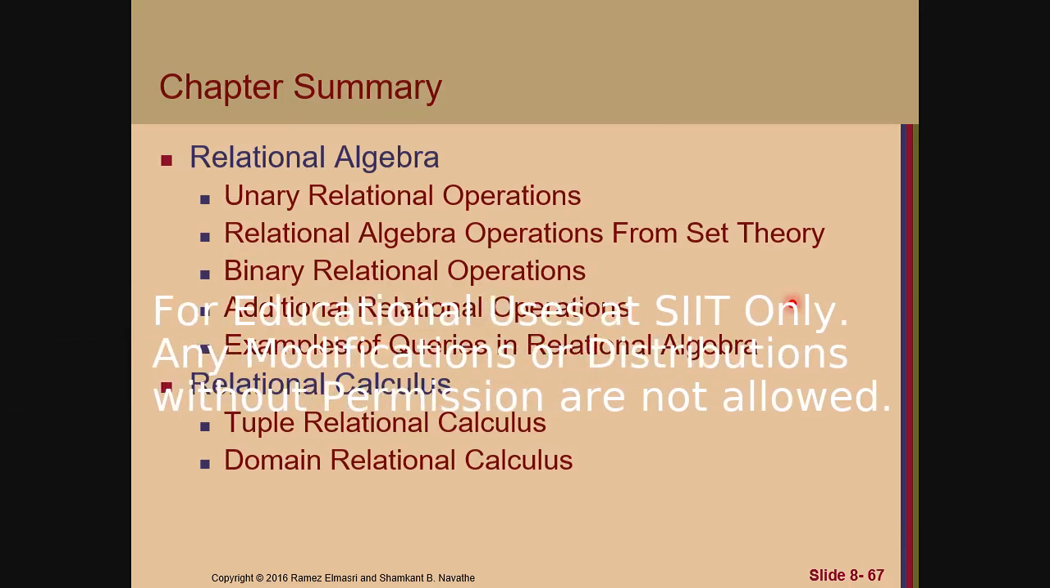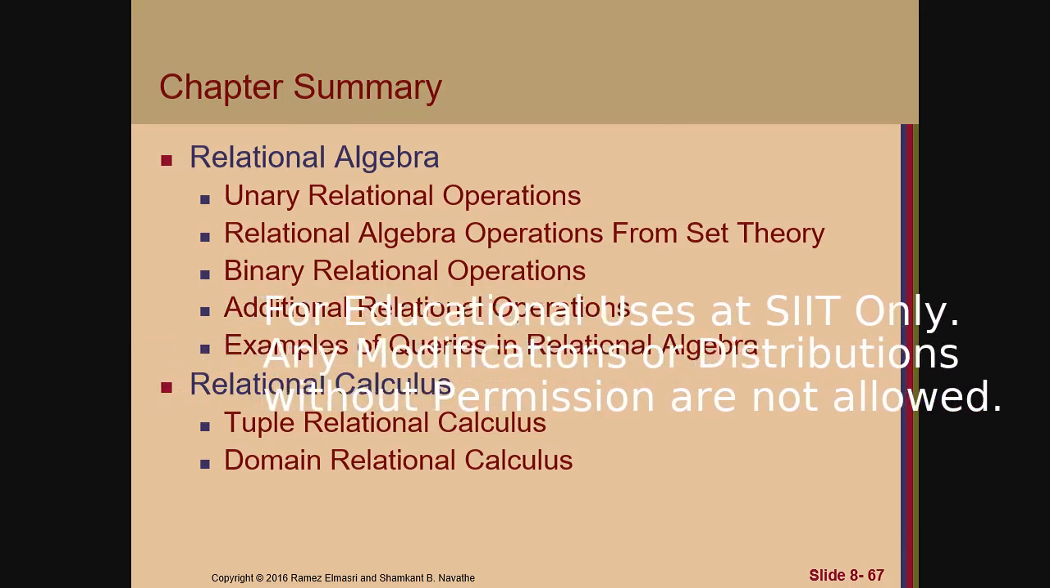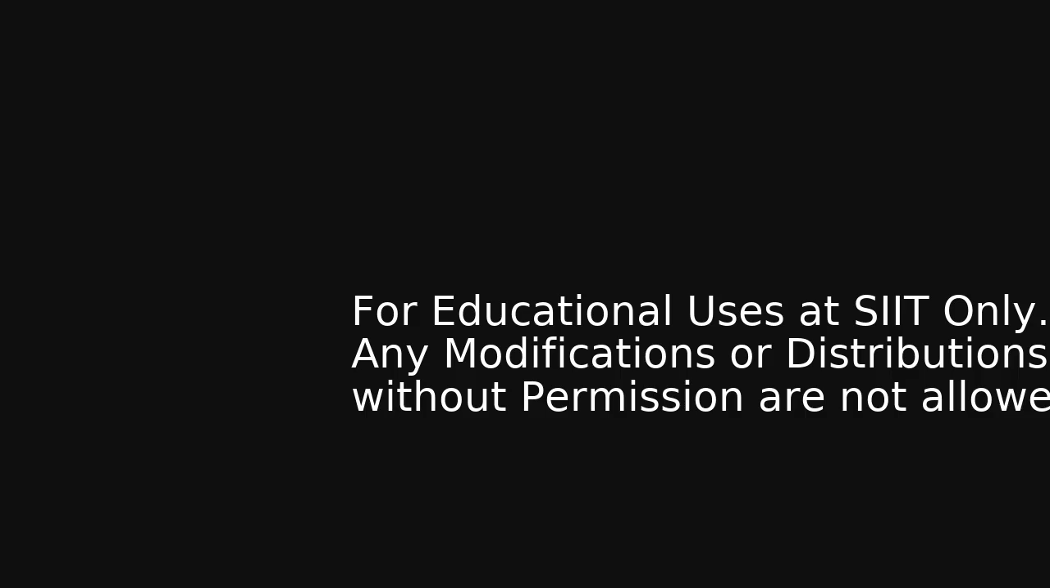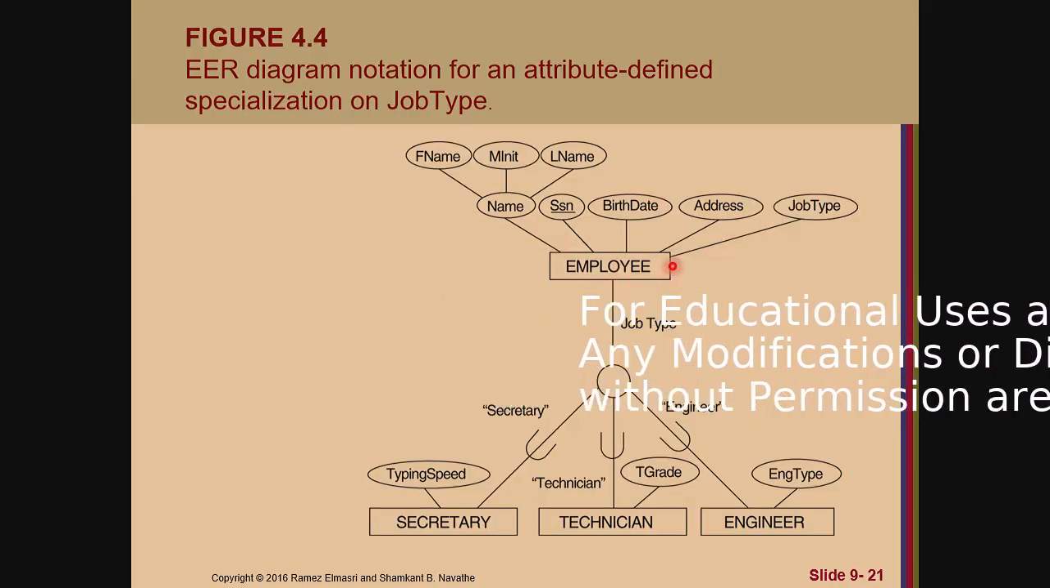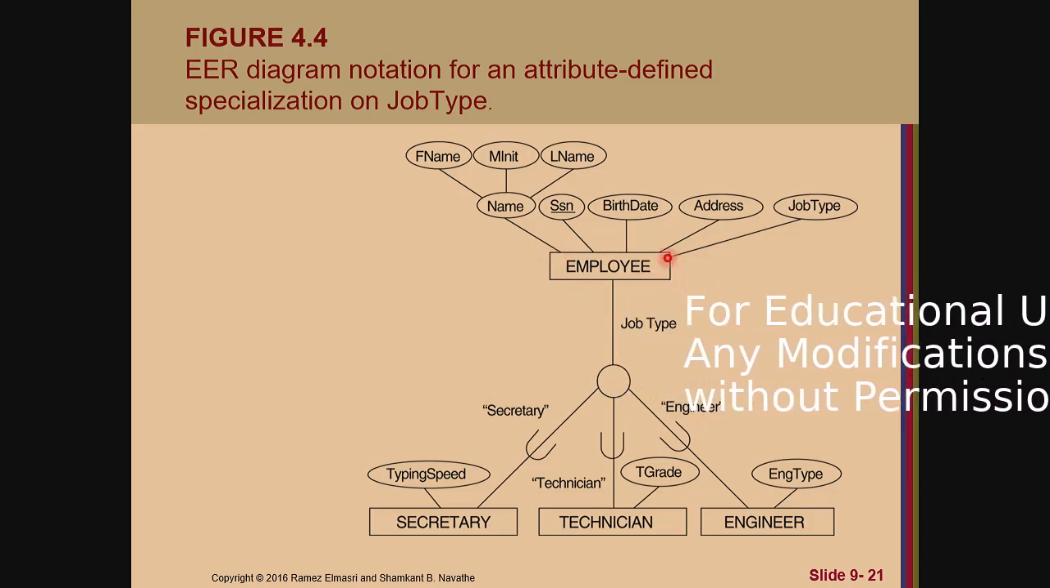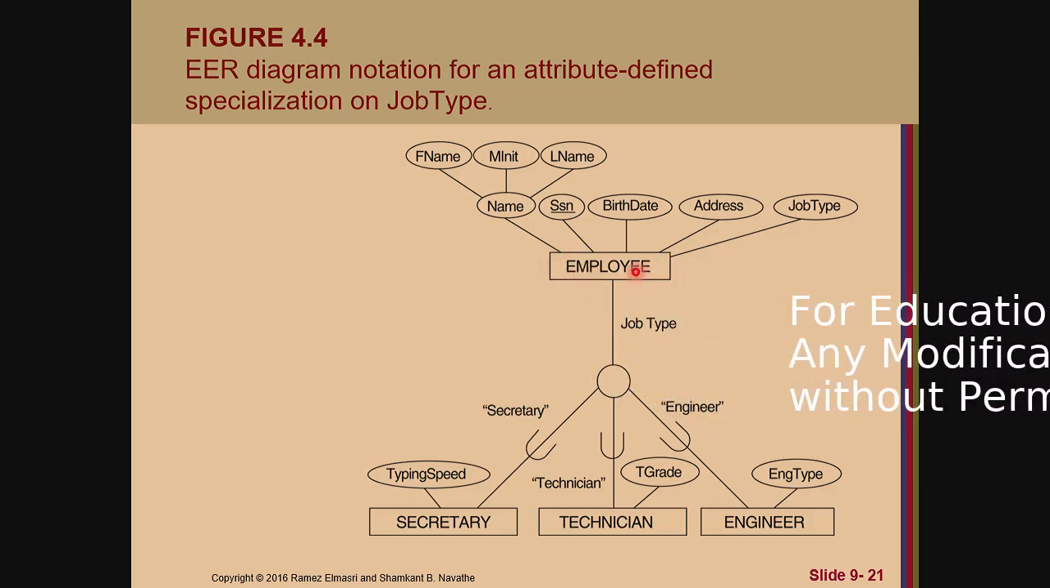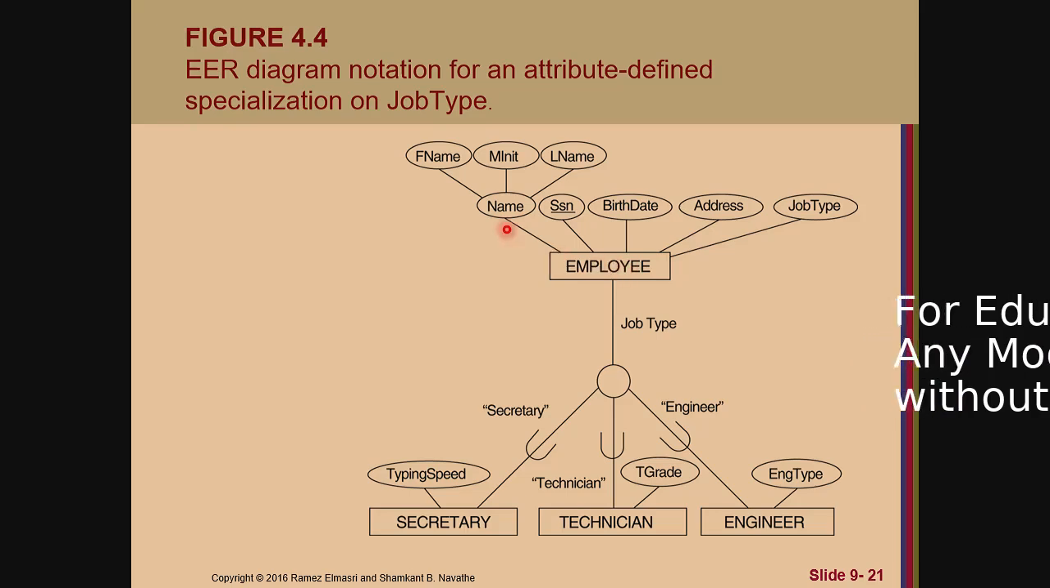Yes, that's all for algebra. Generalization, specialization, right? The employee has the name, but the name is not shown in the column, right? We just show the first name, middle initial, last name as 3 columns, and then SSN is the primary key, and then the other attributes.